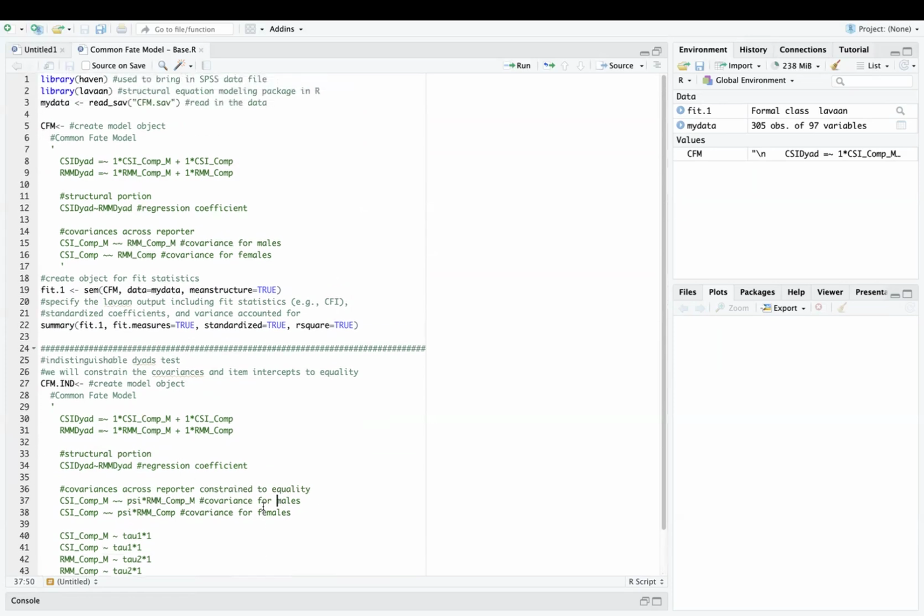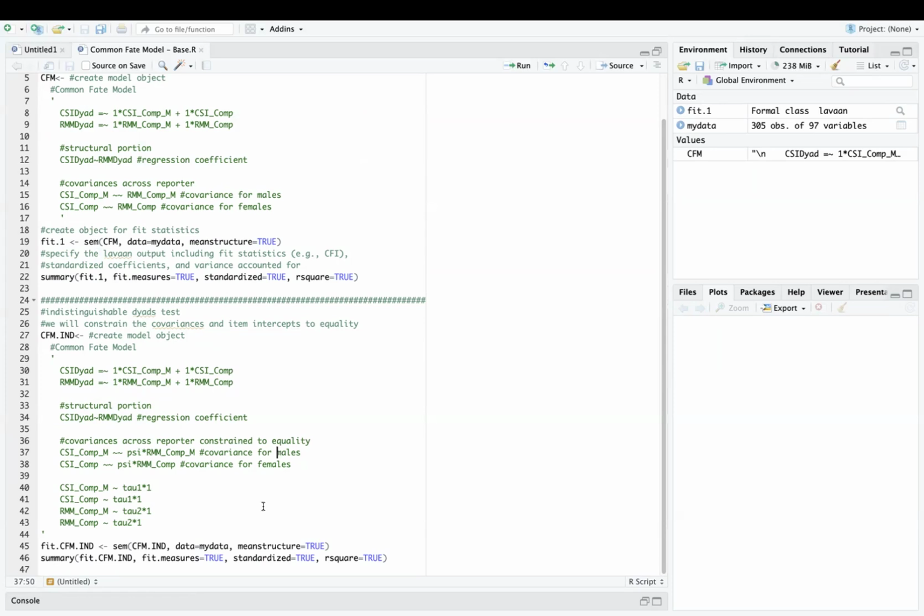What we are going to do to establish distinguishability is constrain those covariances to be equal to one another. So the extent to which the residuals of male reports correlate with one another is going to be held constant to the female reports' level of residual covariance between their reporters. And these residual covariances account for reporter effects, variation that is unique to the males and unique to the females. And again, we're going to hold that constant.